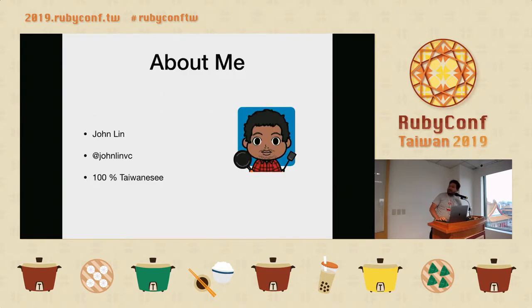So I'm John Lin, and my Twitter handle is JohnLinVC. And although I don't look like one, I'm 100% Taiwanese. So all the staff default to English with me. Whenever I go to talk to the staff, they always talk English. I have no idea why.